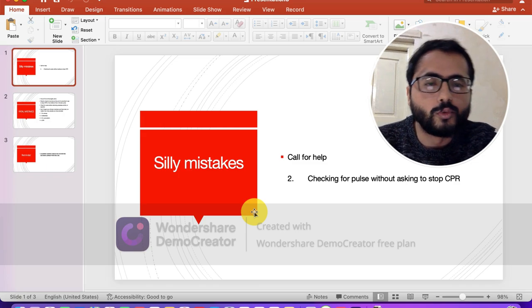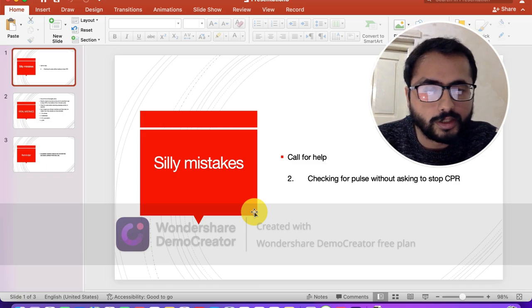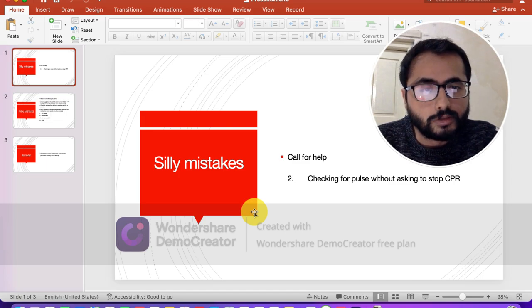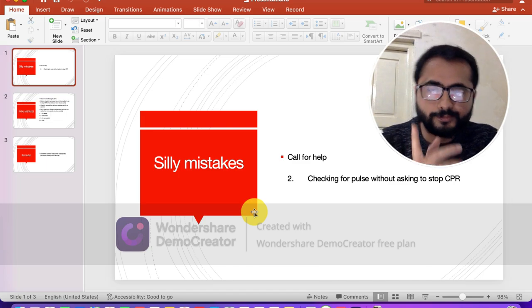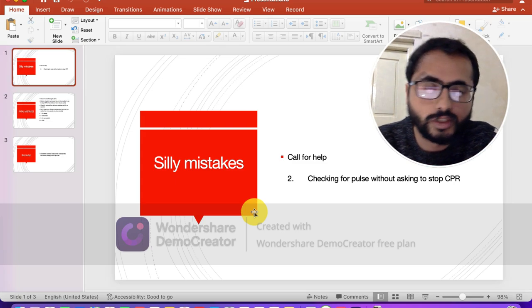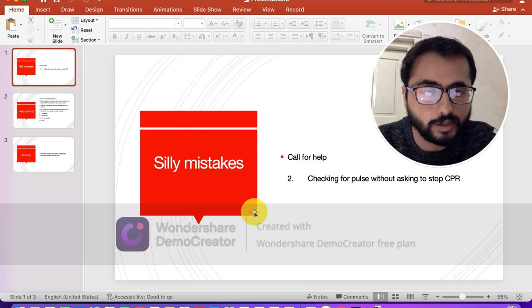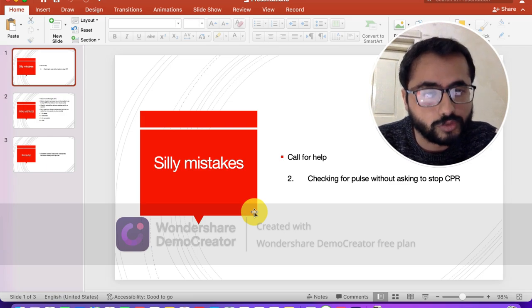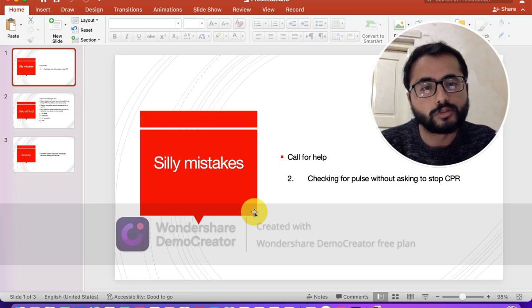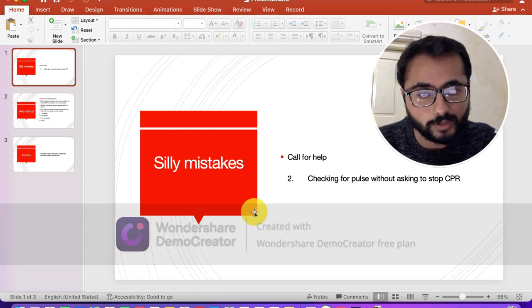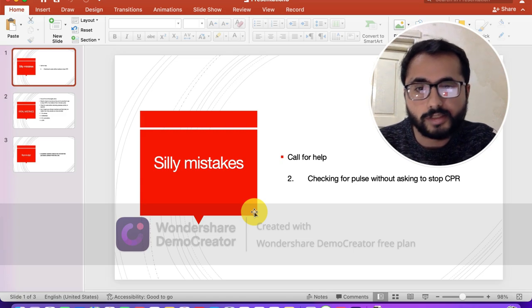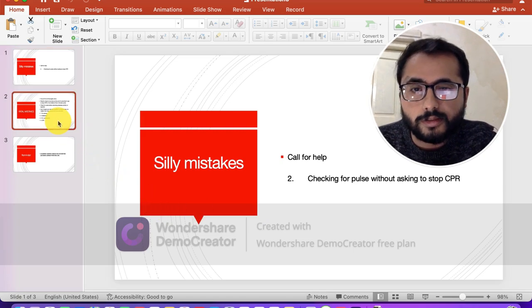And one more thing is that if you are going to be checking for pulse, for example, the patient is in PEA, and you see that there is a sinus rhythm, you cannot say it's sinus without checking the pulse. But you have to ask the people who are doing the CPR to stop the CPR, then check the pulse, because the CPR is going to be generating its own pulse as well. So you might get a false pulse check if the CPR is going on. So that is another mistake that a lot of people make.